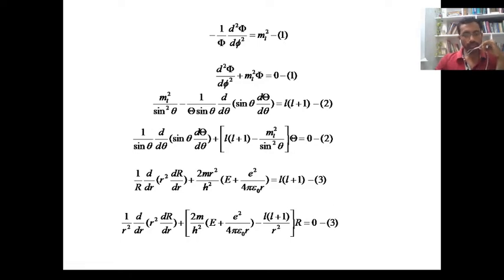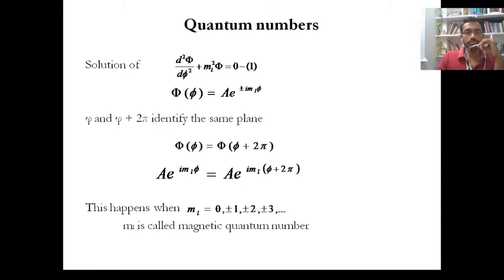The first equation is d square phi by d phi square plus ml square phi equal to 0. The second equation is 1 by sin theta d by d theta of sin theta d theta by d theta, plus L into L plus 1 minus ml square by sin square theta, into theta, equal to 0. And the third equation is 1 by r square d by dr of r square dR by dr, plus 2m by h cut square into E plus e square divided by 4 pi epsilon naught r, minus L into L plus 1 by r square, of capital R equal to 0. These are the equations with us.